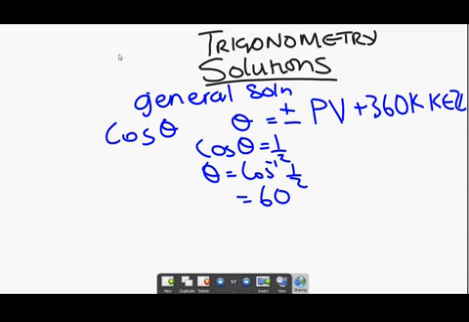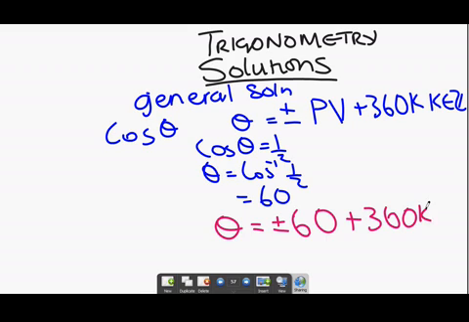You are going to first of all write the general solution. The general solution then becomes plus or minus 60, because 60 is what you're going to get on your calculator when you press cos inverse of half. So it's going to be plus or minus 60. 60 is now your primary value, and then you're going to say plus 360k, where k is an element of integers, like that. And you must not forget to write where k is an element of integers.